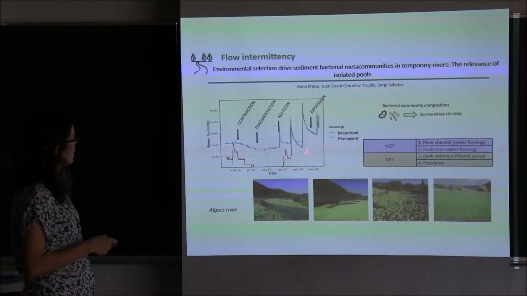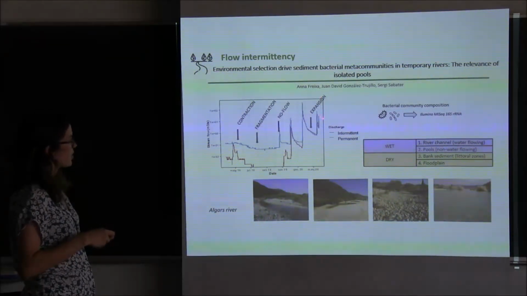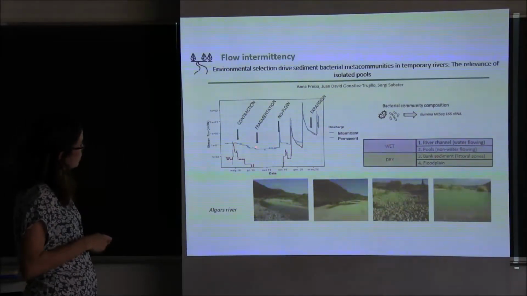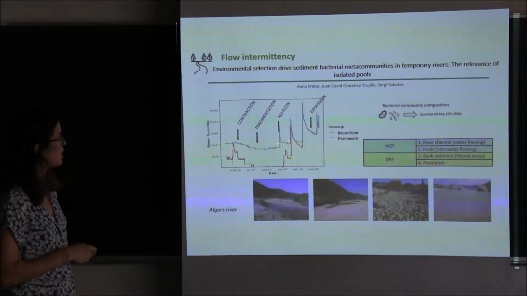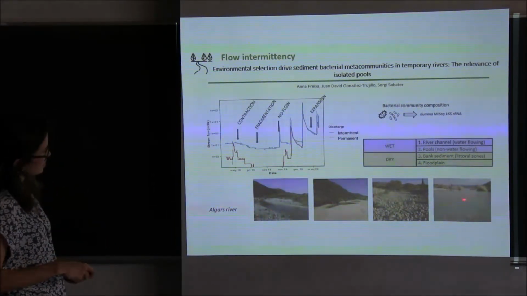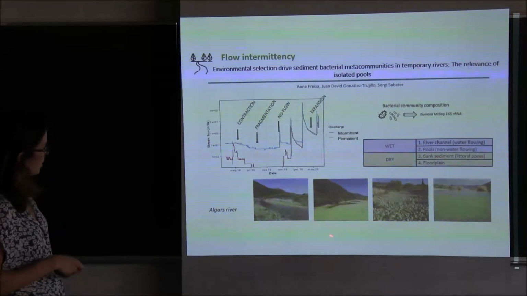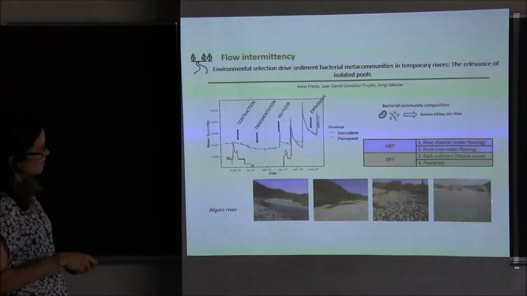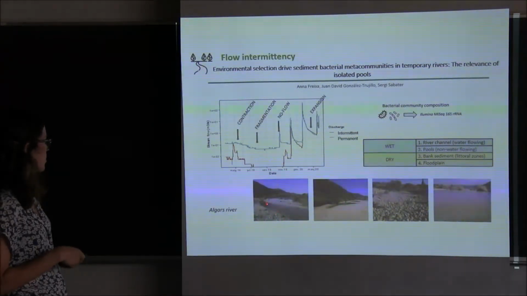So we sampled during the contraction, fragmentation, non-flow, and expansion periods. This permanent site had water during all the year, and the intermittent site had a period of 4 months with no water in the river. So in that case, we can see here the pictures of how the river changed hydrologically during the year. Here, for instance, it's totally broken. Here, the appearance of some pools. Here is after a flood, and here it's during the contraction period.